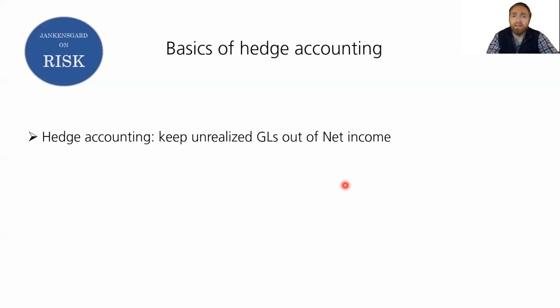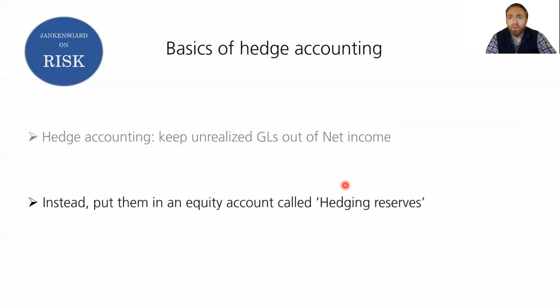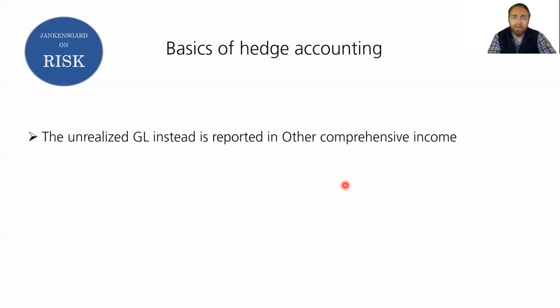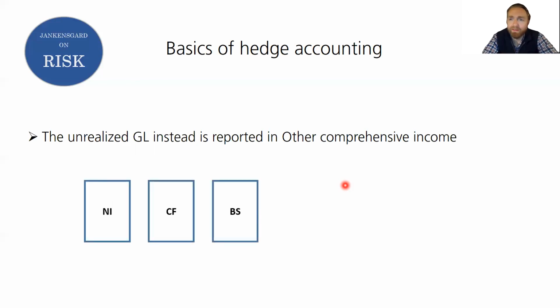So with hedge accounting, we can keep unrealized gains and losses out of net income. That's the promise of hedge accounting. And so what happens then is we're going to put them in a new or different equity account, which is referred to as hedging reserves. So it sits in shareholders' equity alongside retained earnings, in the same set of lines in shareholders' equity, but it's not retained earnings that is going to be impacted. And the unrealized gain and loss itself goes into other comprehensive income, which is an income statement, but it's not net income. So this is one of the peculiar things about financial statements, right?